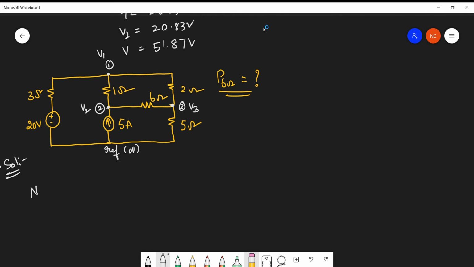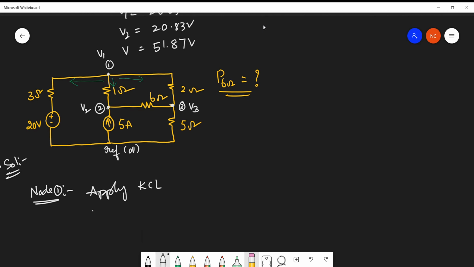Now consider node 1 and apply KCL. The current direction is not specified, so take always leaving from the node. That's it.